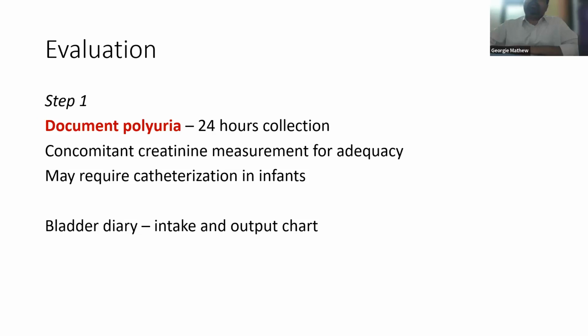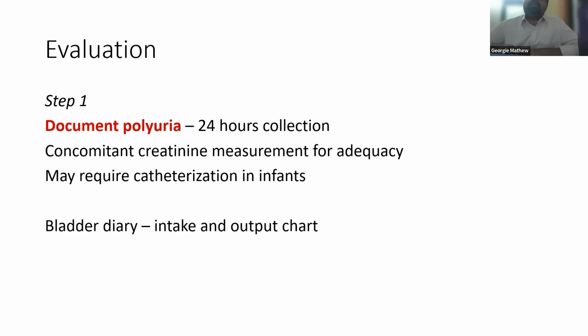Whenever you do a 24-hour urinary collection, you should always document concomitant creatinine measurements for adequacy. It may require catheterization in infants. In bigger children who are continent, you may use a bladder diary to look at the total intake and output. So once you have documented polyuria, then you go into the next step of evaluation.